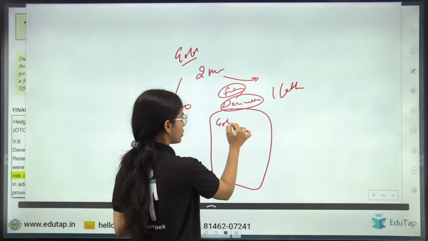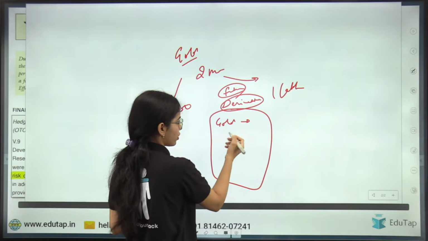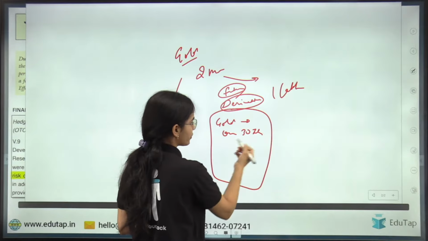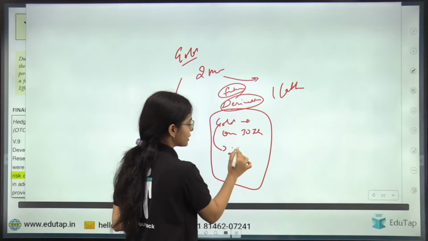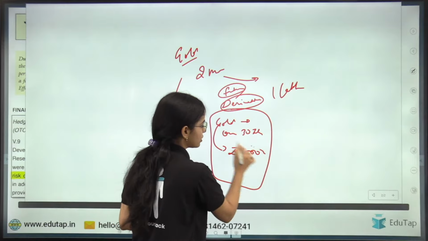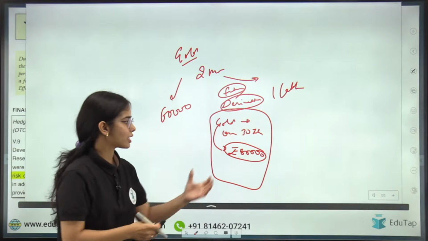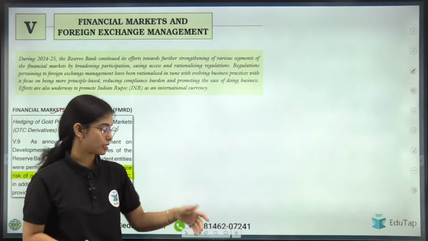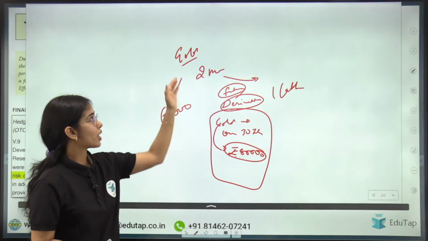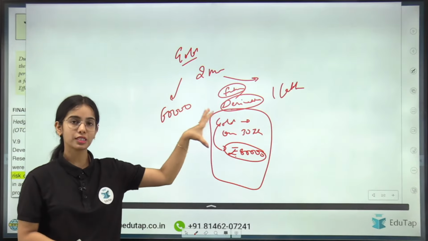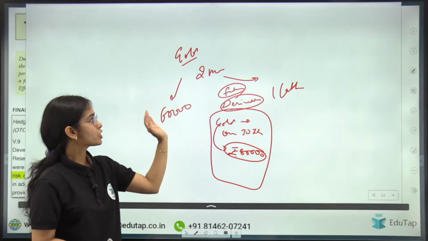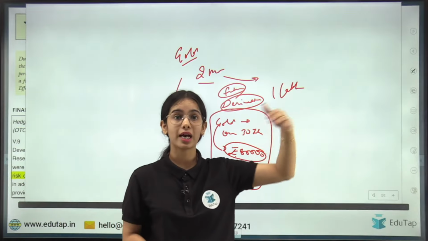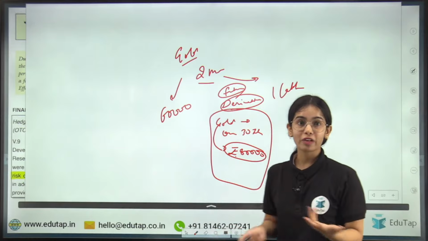You are entering into a future contract that you want to buy gold on 30th July 2025 at rupees 80,000. This is the contract, that at 80,000 you will be able to buy the gold. So this has reduced your risk, or you have hedged your risk, because you were worried that after 2 months the price might reach more than 1 lakh, maybe even 1.5 lakh.